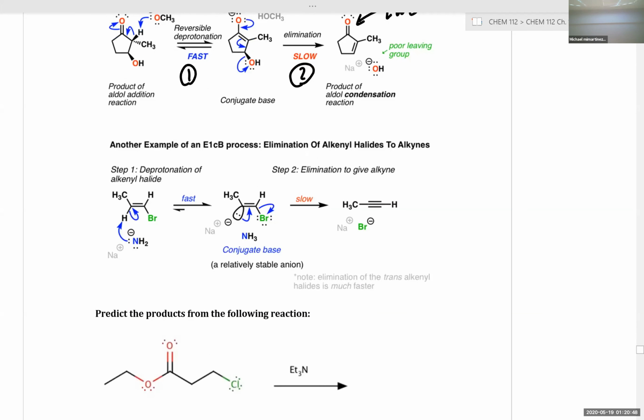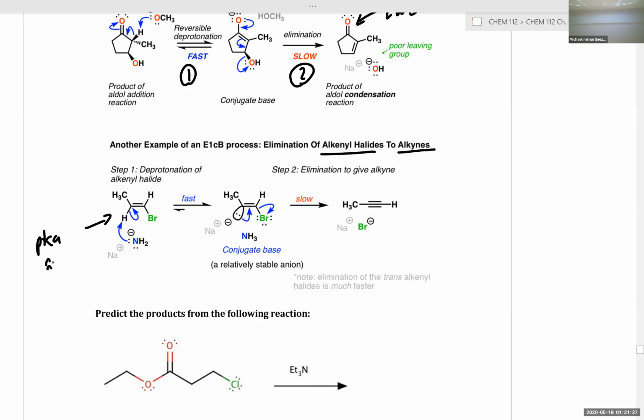Another example of an E1CB reaction is elimination of alkenyl halides to generate alkynes. In this case, the reason why this reaction works is that the pKa of this vinylic proton, what's the pKa of a vinylic proton around, roughly? What's the pKa value about? Ballpark.